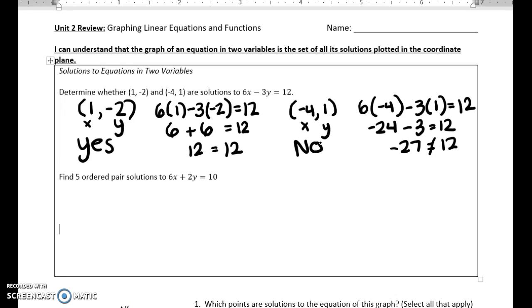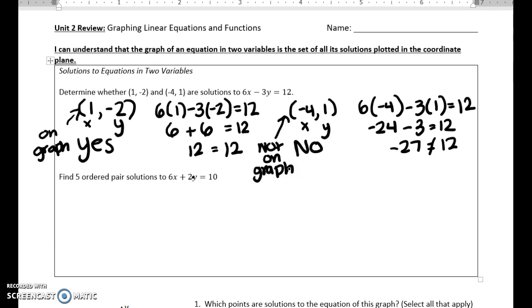Those points visually, this would mean that this point is on the graph, on the line. This point would be not on the graph, just so you can connect that to the visual.